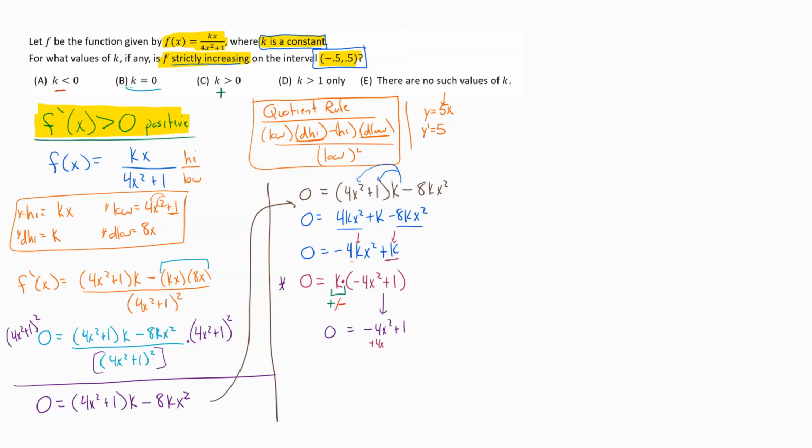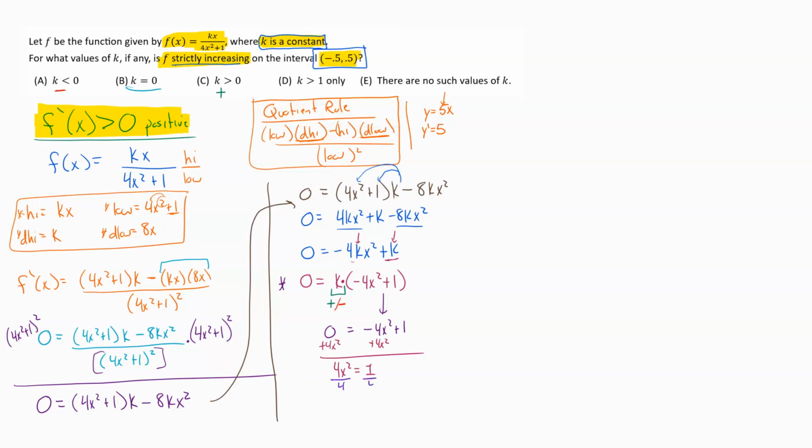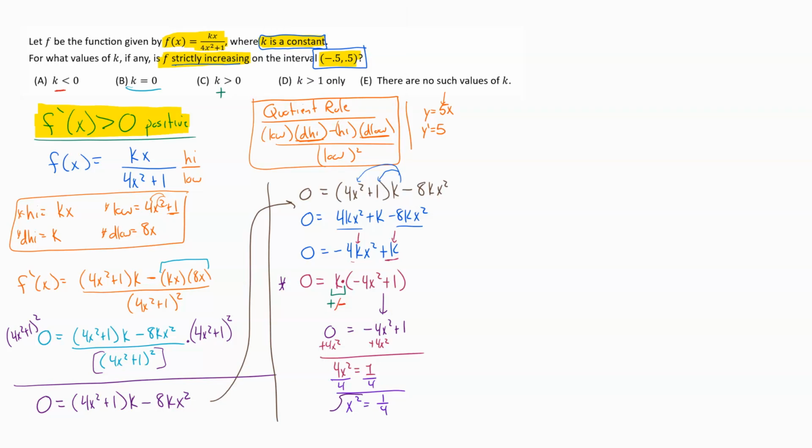So we'll add the 4x squared over. We get 4x squared equals 1. Go ahead and divide by 4. We get x squared equals 1/4. And now we're going to square root both sides of this. Remember, when you do a square root, you get the plus or minus. So this is going to be x equals plus or minus the square root of 1/4. So we get two answers out of this: x equals the negative square root of 1/4, and x equals the positive square root of 1/4.